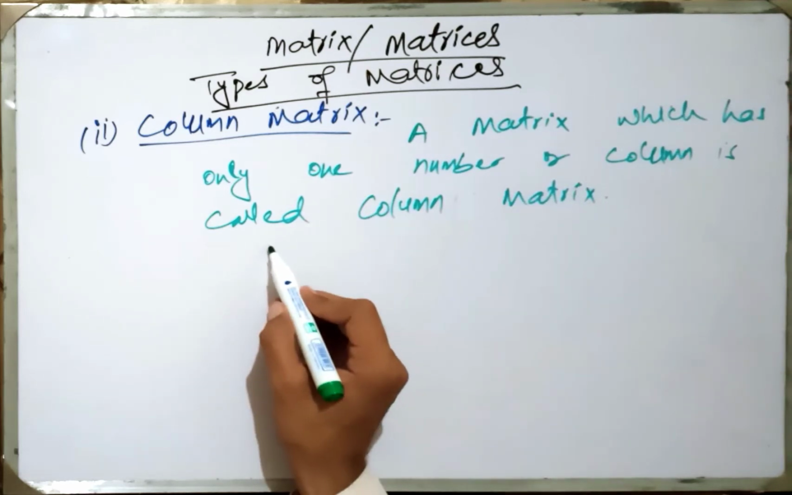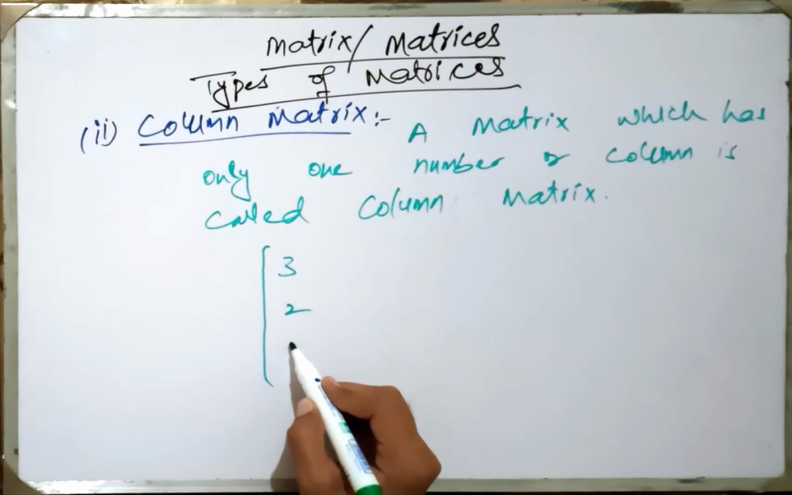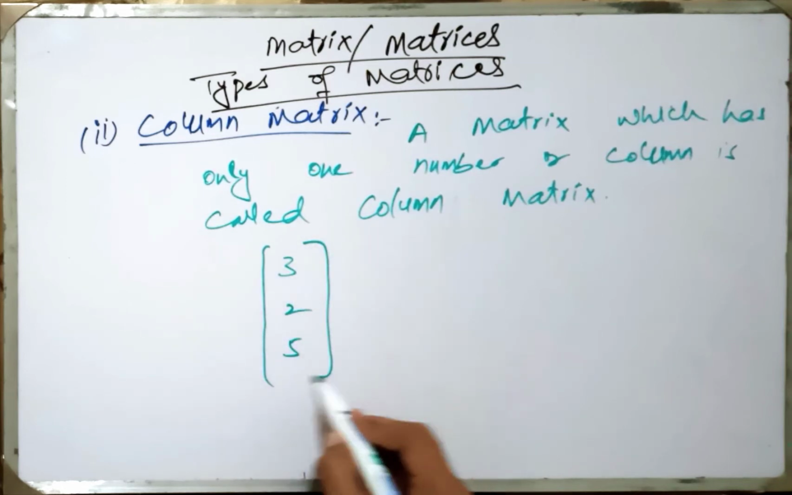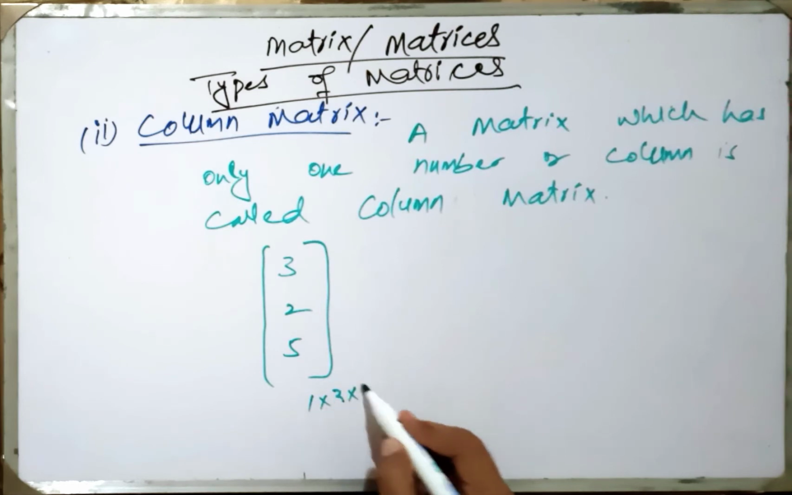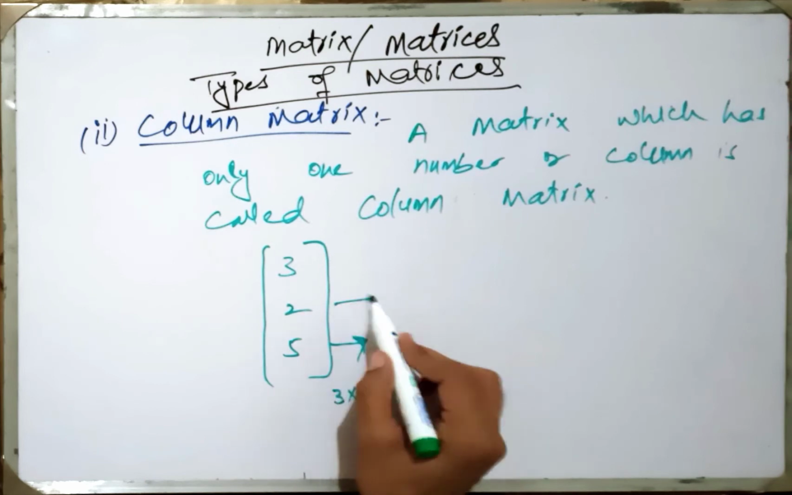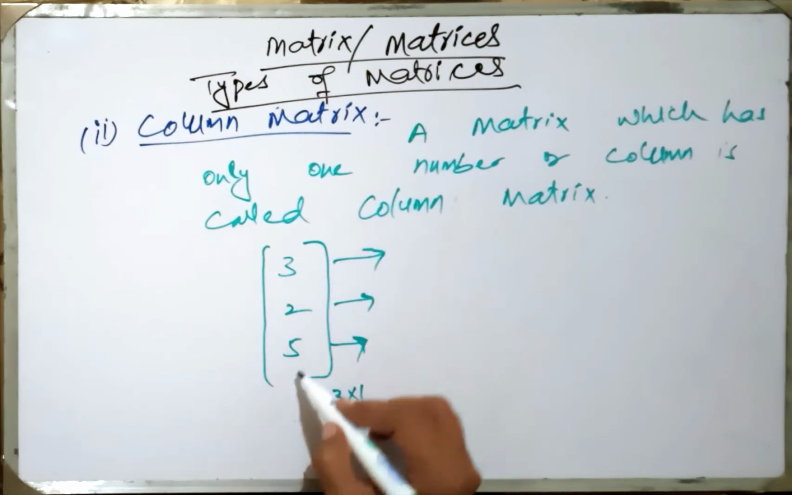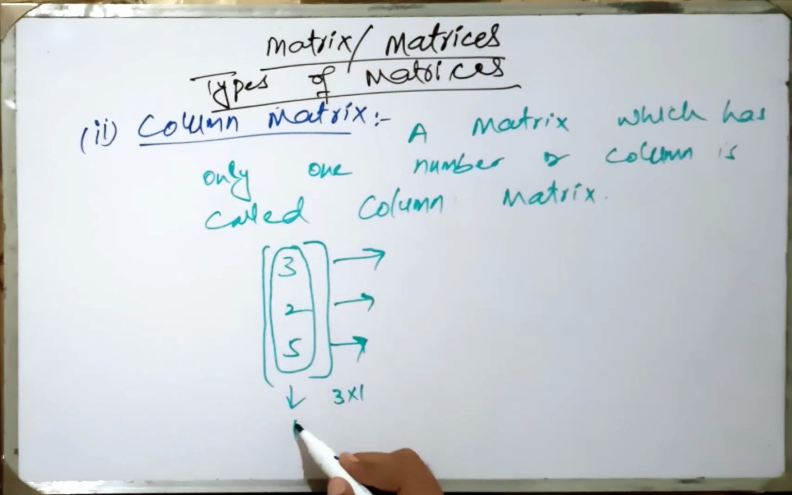For example, 3, 2, 5 is a column matrix of order 3 cross 1. Here number of rows is 3 and number of column is 1. This is a column matrix.